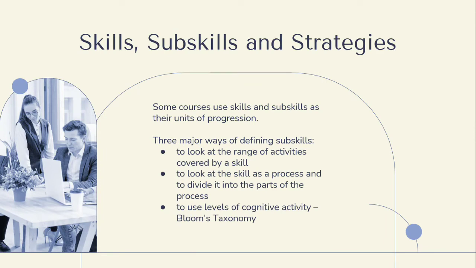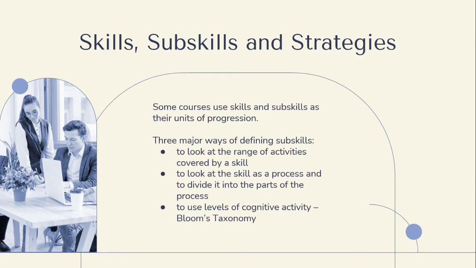And then skills, sub-skills, and strategies. Some courses use skills and sub-skills as their units of progression. Reading courses, for example, may focus on skills such as finding the main idea, reading for detail, note-taking, skimming, reading faster, and reading for inferences. And there are 3 major ways of defining sub-skills.